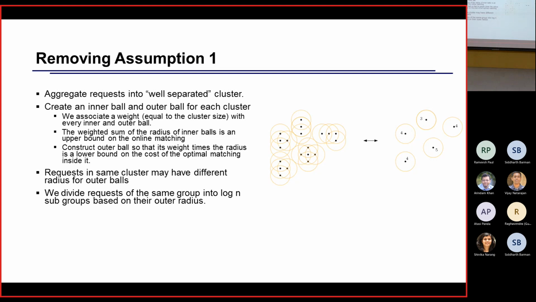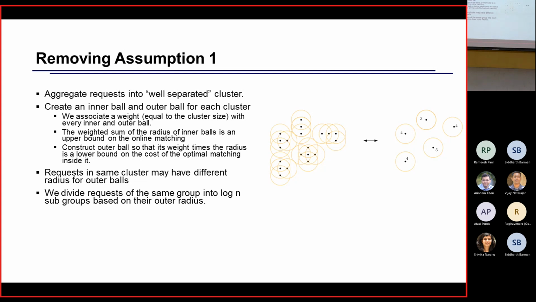So this creates a complication. The weights that we assign to clusters create a complication that forces me to do further refinement of my groups. Remember, groups were basically a partition of requests such that two requests belong to the same group if their inner ball radii are within a constant factor of each other, right?